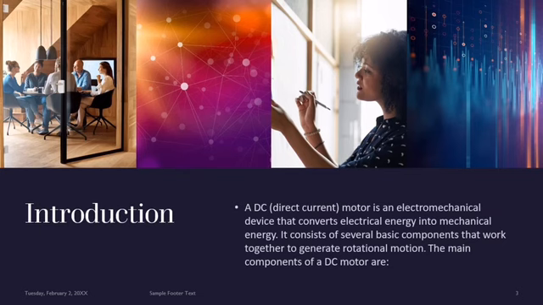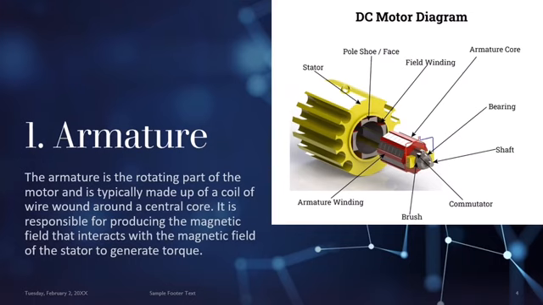A DC motor is an electromechanical device that converts electrical energy into mechanical energy. It consists of several basic components that work together to generate rotational motion. Among the main components of a DC motor are: first is the armature. The armature is the rotating part of the motor and is typically made up of a coil of wire wound around a central core. It is responsible for producing the magnetic field that interacts with the magnetic field of the stator to generate torque.